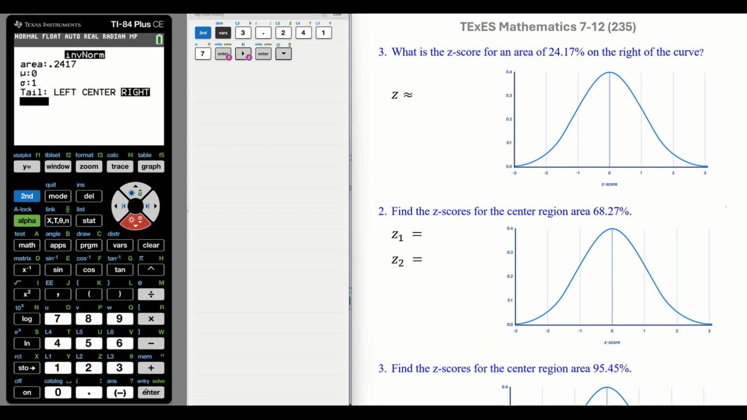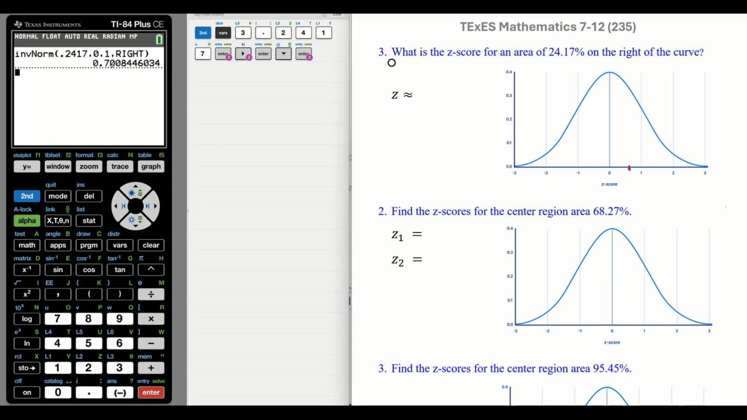Remember, you got to arrow down. It won't enter again for you. Okay. And that is saying that it's just about, check, yes, that is just about 0.7. All right. And I want to show you something in a second. If you say it's the left side, what happens? Okay. So that will be right in somewhere in here.